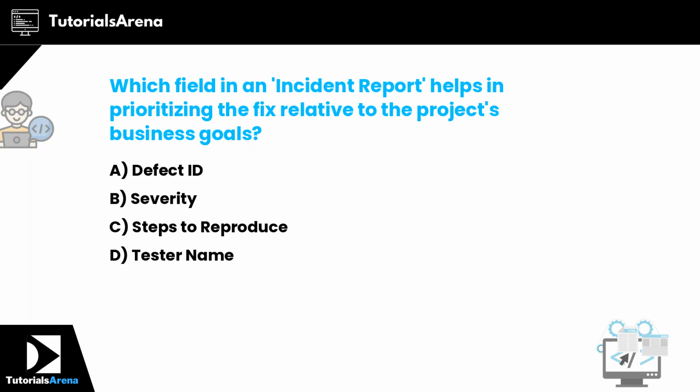Which field in an incident report helps in prioritizing the fix relative to the project's business goals? The correct answer is option B, severity.